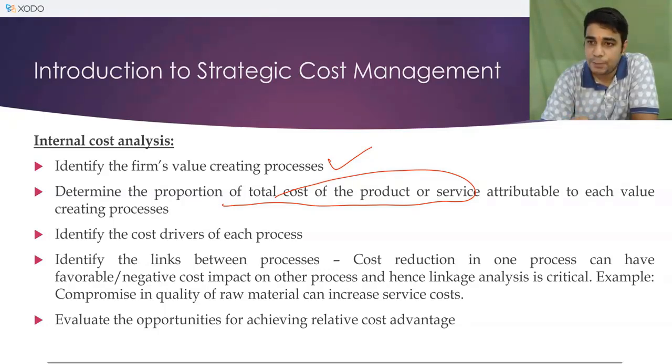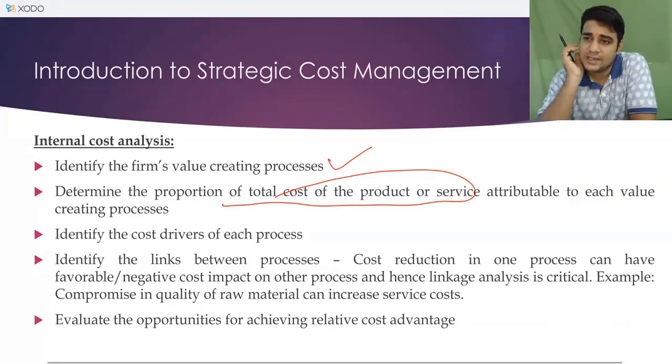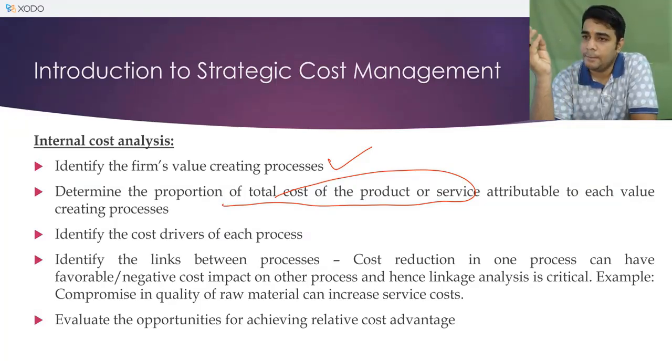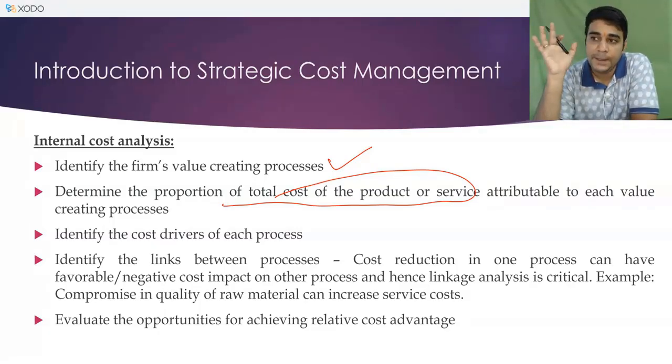Identify the link between the processes. One thing which is very critical is, for example, we had inbound logistics, operations, outbound logistics, marketing and sales, service. We had support activity. I want to cut down on the cost. So what I did is, I have started recruiting people who are not that competent in the human resource management process. Some issues are there with the employees, but you started recruiting because you wanted to cut down on the cost.